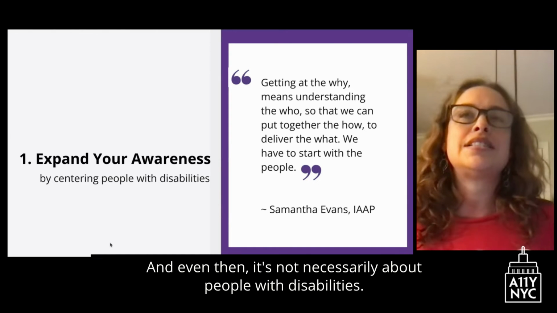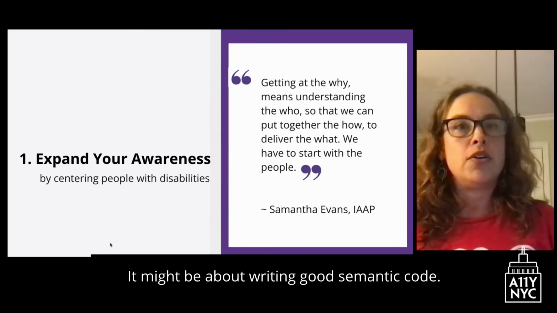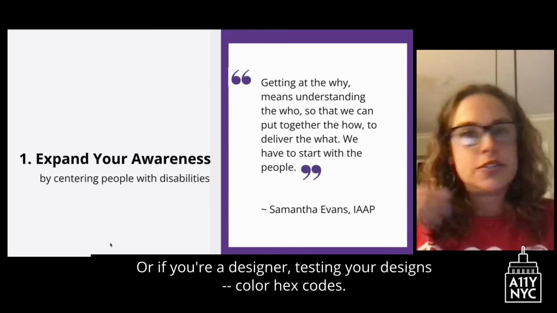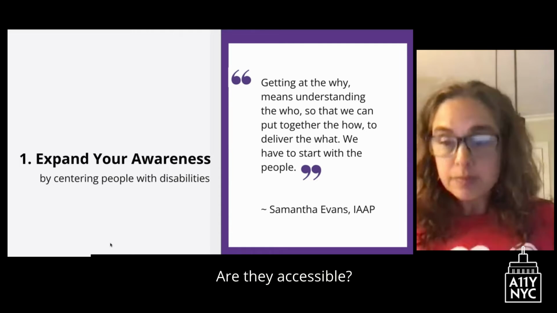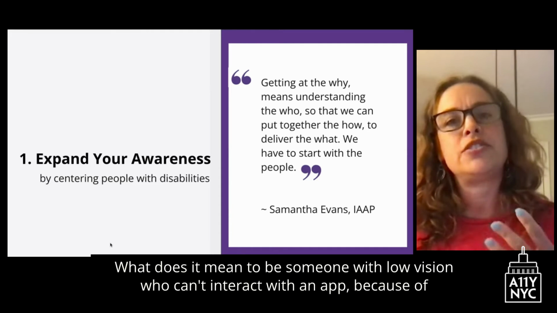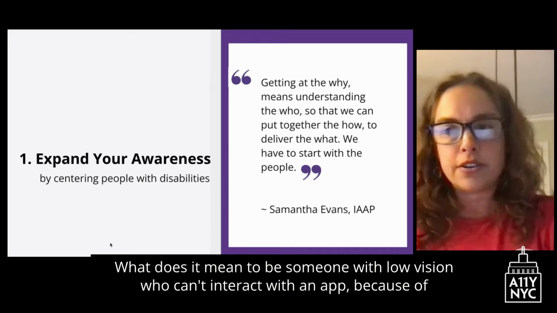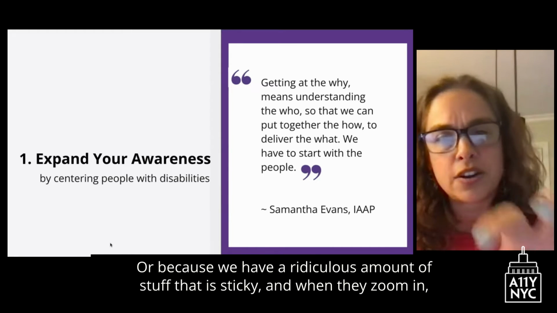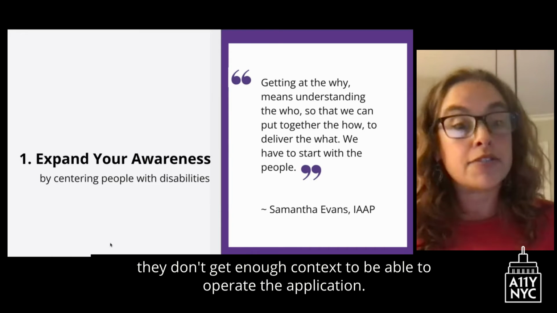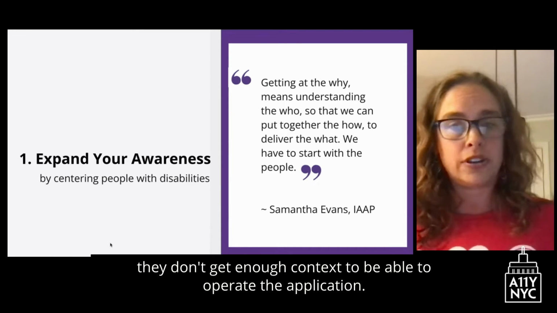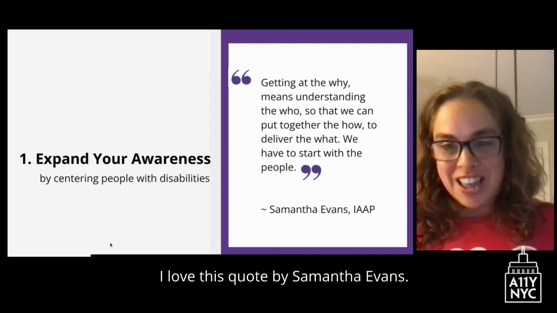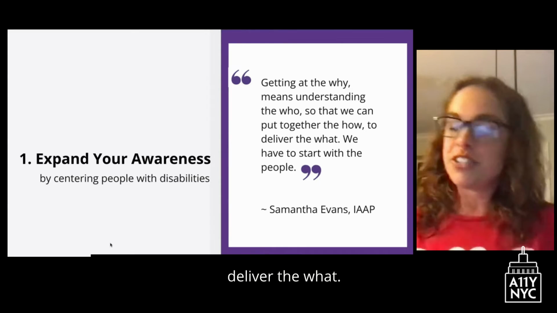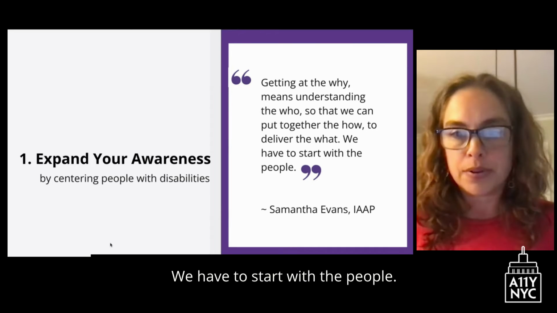And even then, it's not necessarily about people with disabilities. It might be about writing good semantic code, or if you're a designer, testing your designs, color hex codes. Are they accessible? But what does that actually mean? Right? What does it mean to be someone with low vision who can't interact with an app because of low color contrast, or because we have a ridiculous amount of stuff that is sticky, and when they zoom in, they don't get enough context to be able to operate the application? So I love this quote by Samantha Evans: "Getting at the why means understanding the who so that we can put together the how to deliver the what." We have to start with the people.